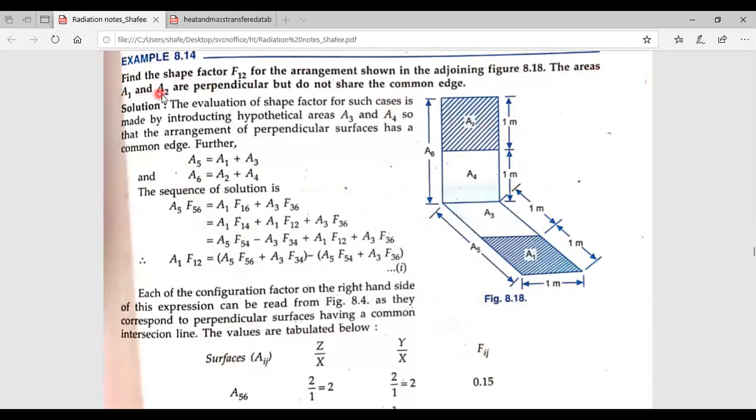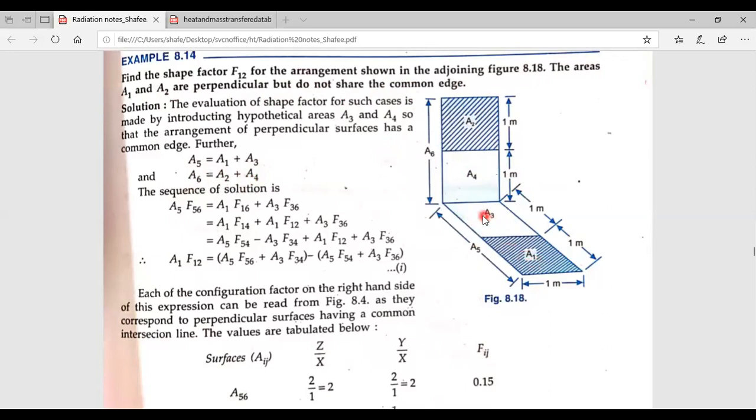So the areas A1 and A2 are perpendicular, but do not share a common edge. In that case, how do we solve the problem? In this case, you have A2, A4, A3, A1. There are four areas. Now this entire A4 plus A2, I'll assume as A6. So A6 is given by A2 plus A4.